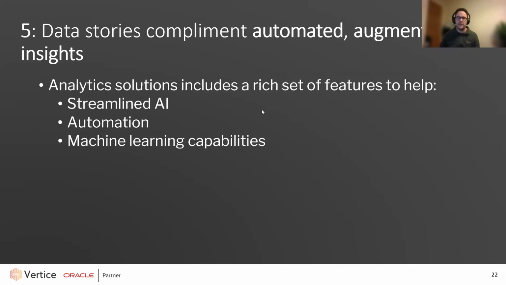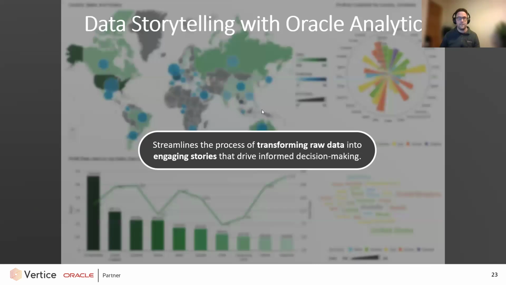The 5th and final point of why data storytelling is important is that data storytelling complements automated, augmented insights. So this is things like streamlined AI, automation and machine learning capabilities. And this circles back really nicely to the presentation today, because we'll be talking about Oracle Analytics, which has embedded and built-in automated augmented insights. Oracle Analytics, for those who aren't familiar, is an end-to-end analytic solution.